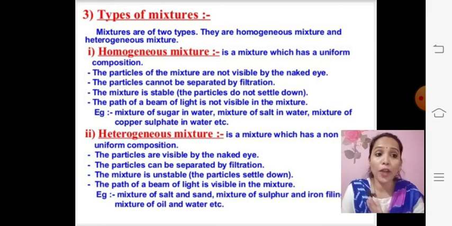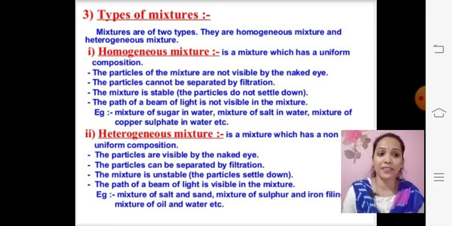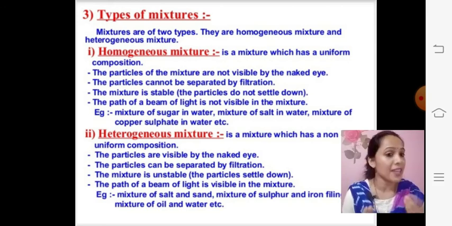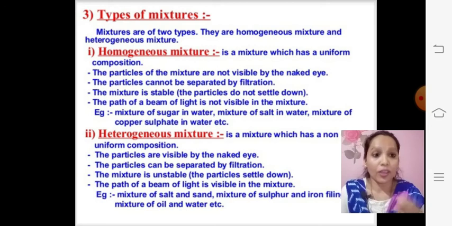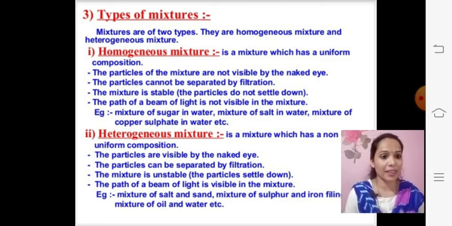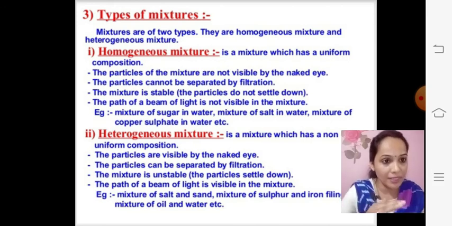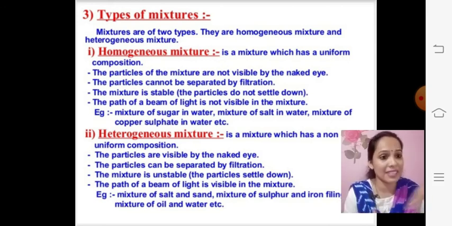The particles cannot be separated by filtration. We have discussed that salt water you cannot separate by filtration. You have to evaporate, isn't it? Or heat. The mixture is stable. After allowing it to stand for some time, salt does not settle down. It remains in the solution itself, isn't it?